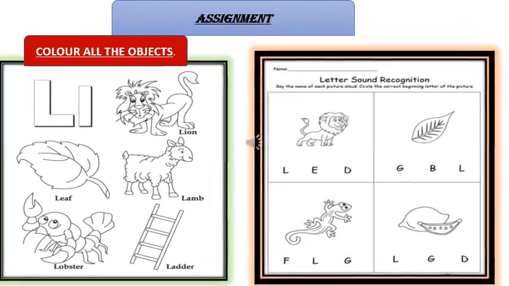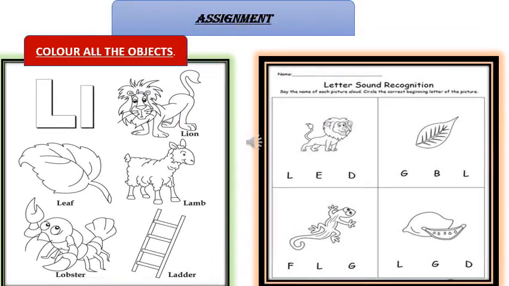Moving ahead, I have given you the assignment related to letter L. In the first question, at the left hand side, you have to color the objects related to letter L. And you all know the objects as I have already shown you in the previous slide. Then, in the second question, you have to circle the correct letter by seeing the picture.